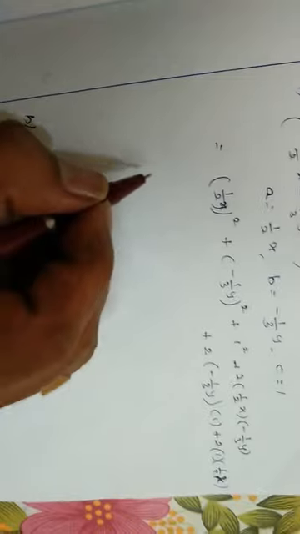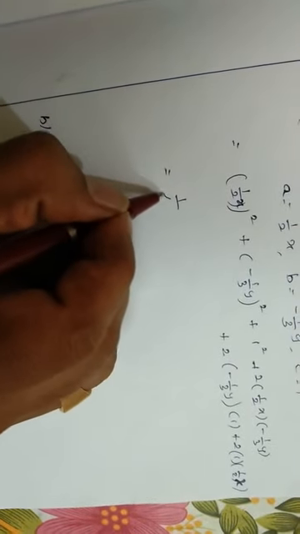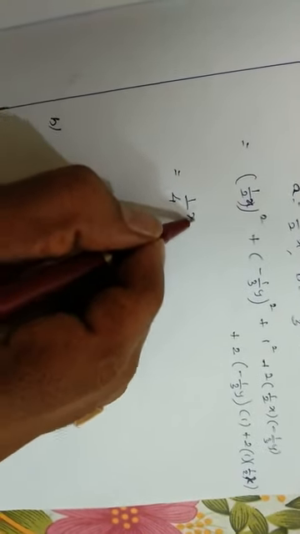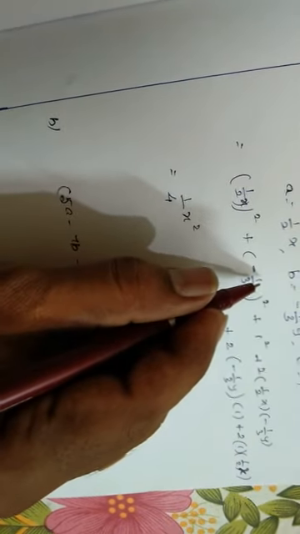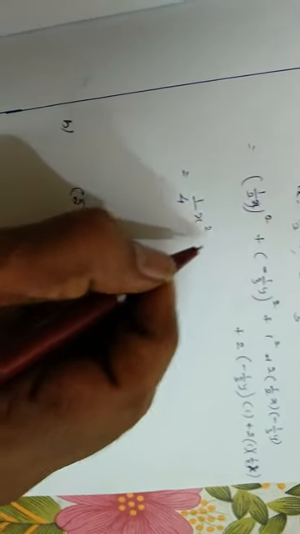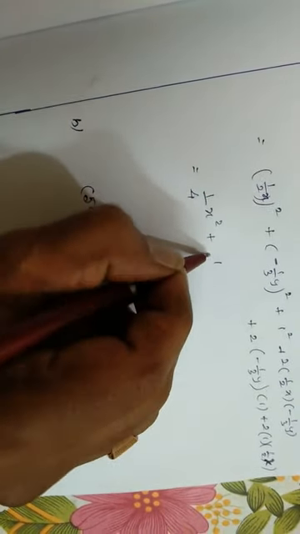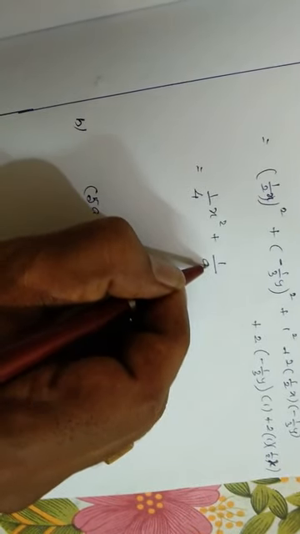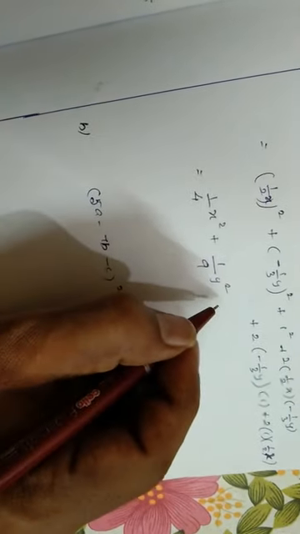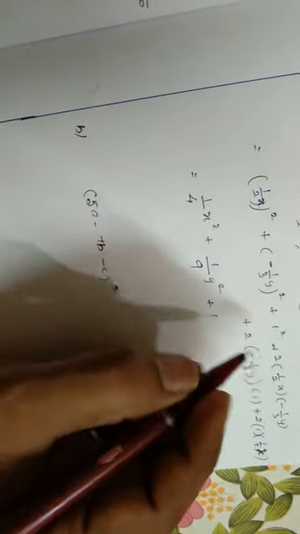Substitute the a, b, c values. Here, 1 by 2 the whole square, so 1 by 2 whole square is 1 by 4. Then 1 squared by 2 squared gives 4x squared. Minus 1 the whole square is plus 1. Then plus 1 squared, 1 divided by 3 squared, is 9y squared. Next, plus 1 squared, value 1.